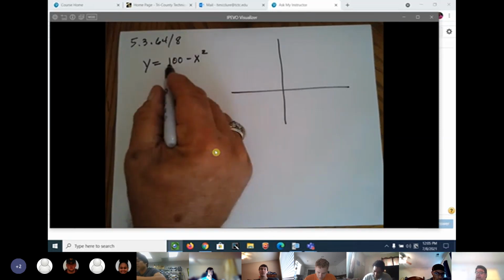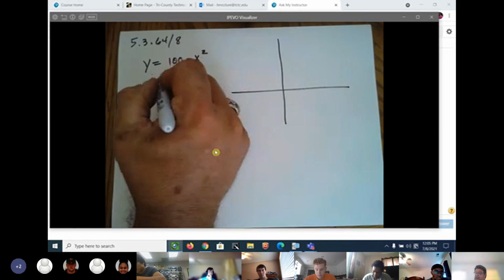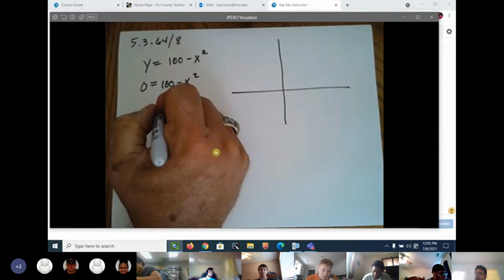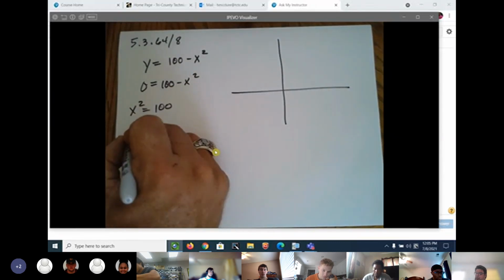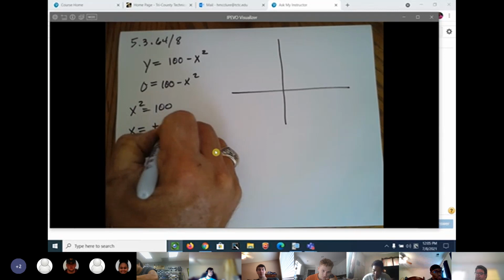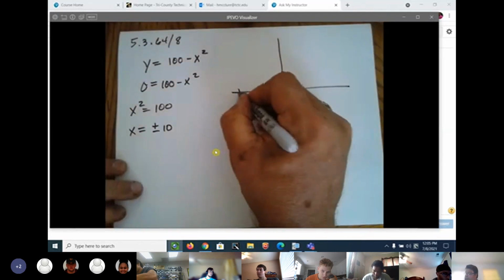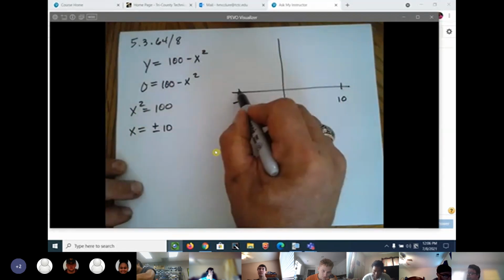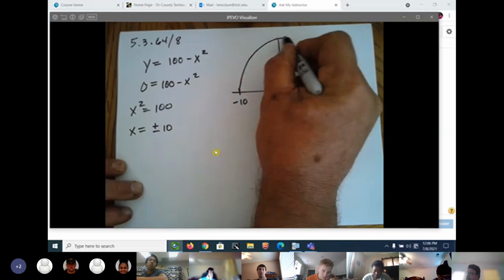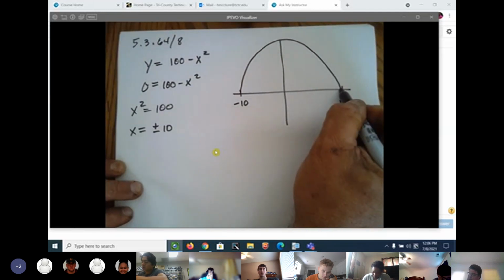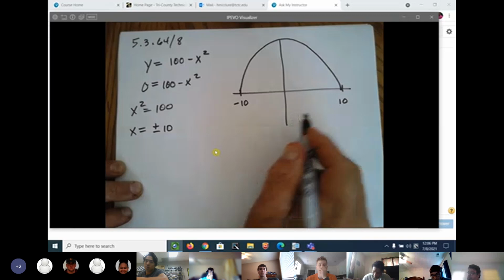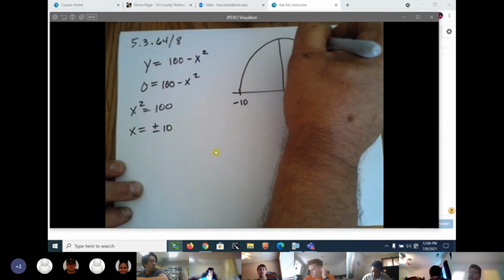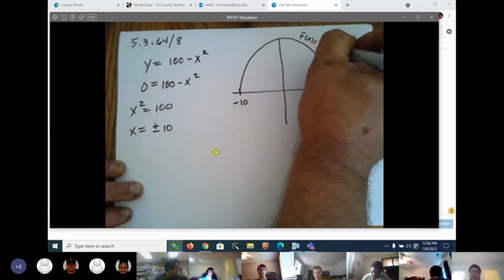And we know this one is a solve for x. So 0 is equal to 100 minus x squared. X squared is equal to 100. The x-intercepts are positive and negative what? Negative 10, positive 10, and it's a negative parabola. We know that this top area up here is 100 also. So this is f of x. F of x is equal to negative x squared plus 100.